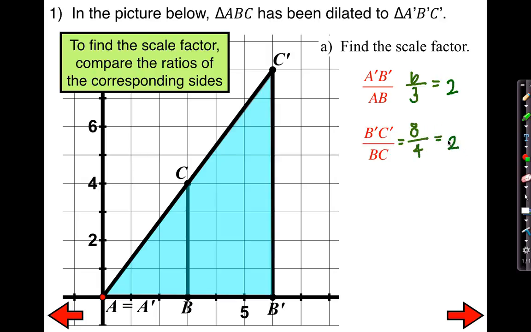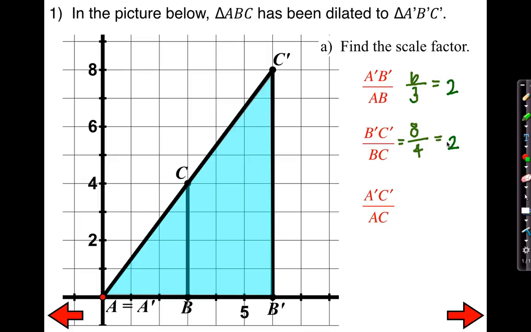Now the last pair that I'm going to have to look at is A prime, C prime, along with AC. So this one's not as easy. I can't simply just count and get a number. What I'm going to have to do is apply the Pythagorean theorem. So here, if you look at the larger length, A prime to C prime, in order to do that, I'm going to have to use the Pythagorean theorem.